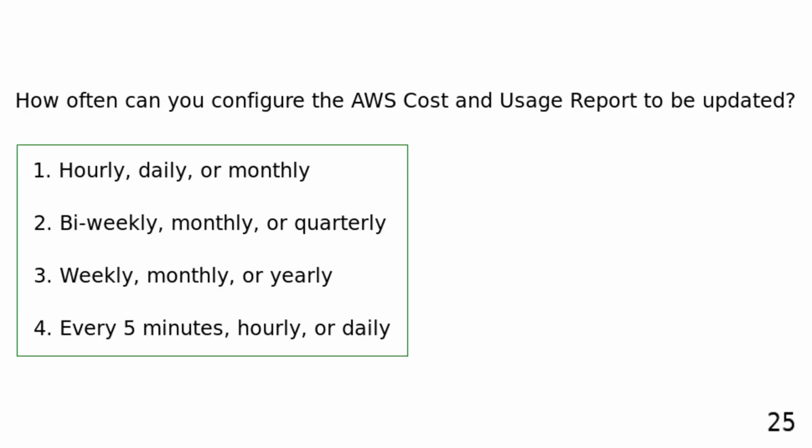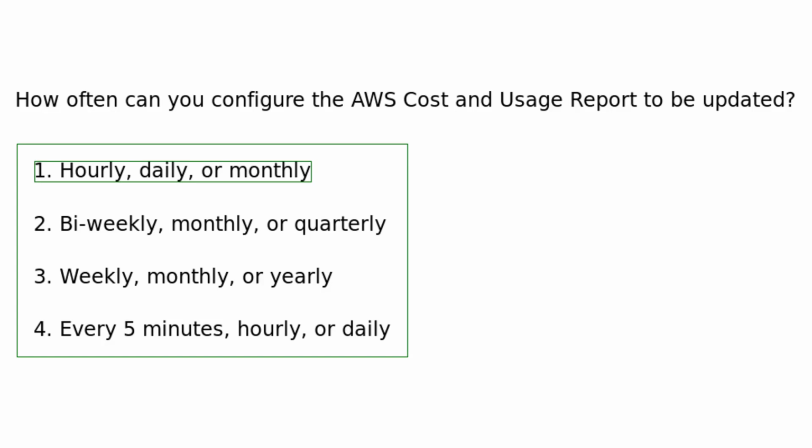How often can you configure the AWS cost and usage report to be updated? Hourly, daily, or monthly. Bi-weekly, monthly, or quarterly. Weekly, monthly, or yearly. Every 5 minutes, hourly, or daily. The AWS cost and usage report can be configured to update hourly for the most granular data, daily for regular updates, or monthly for a high-level overview.